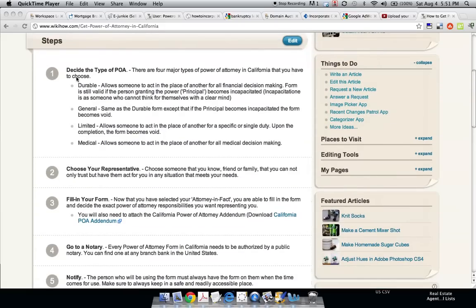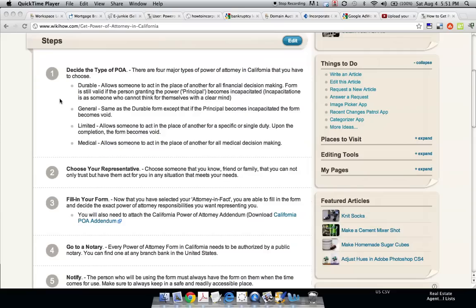The first thing that you want to do is decide the type of power of attorney that you want. There are four major forms of power of attorney. The first three are actually all financial. There's only one medical type. The first and most common is the durable, which allows you to choose someone to act for you for all decision-making power that's legal under the state of California.